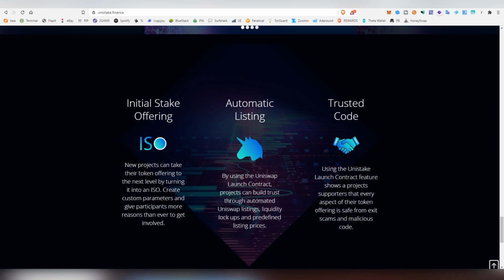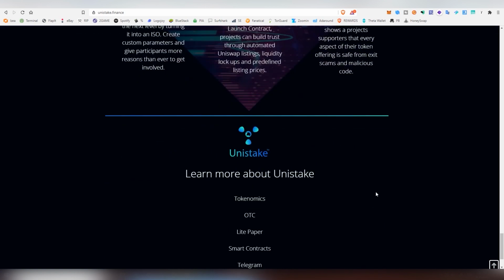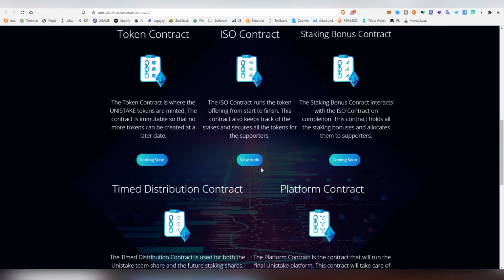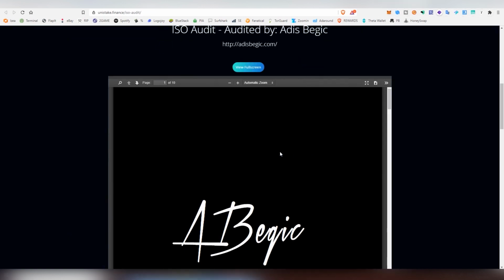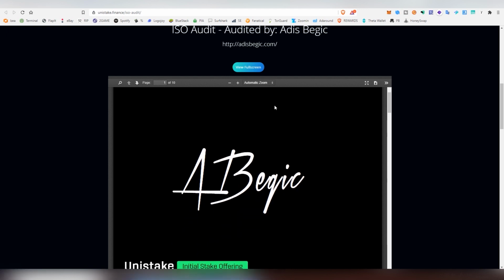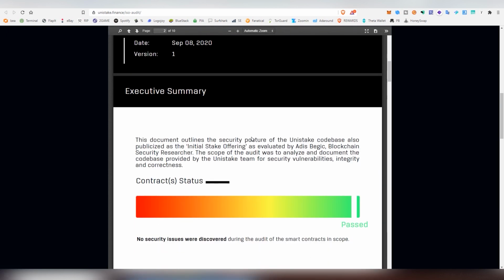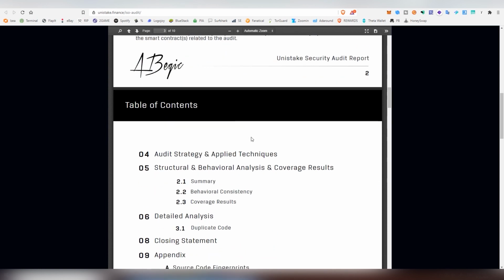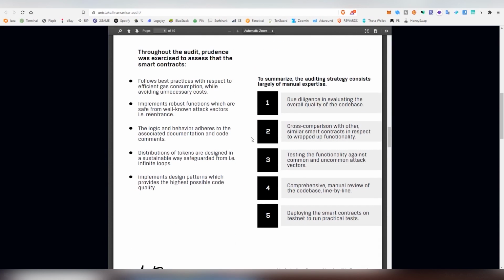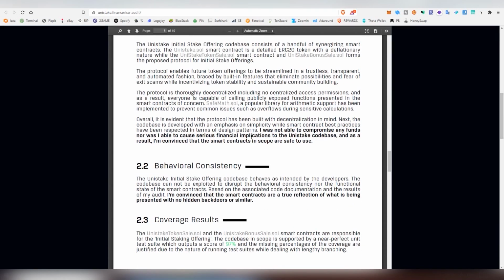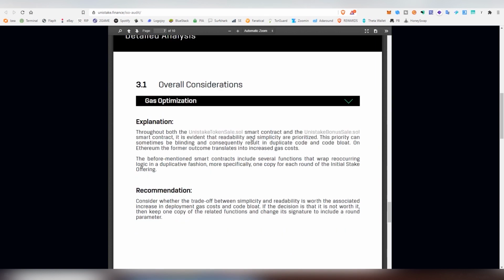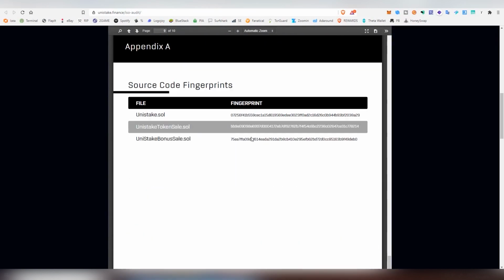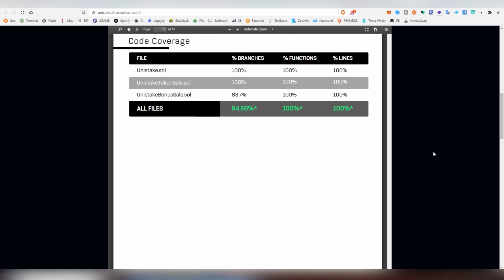And there's automatic listing. The code is also trusted, that has been vetted. So I guess we can look at the contract. So the ISO contract is already out and that has been audited. The audit is here, done by Adis Bejic. This guy has done other audits on other projects in the past, such as Neo. He also did, what was that other one, Pamp Network, I believe, was also audited by this person. So he does have some type of trust in the space.